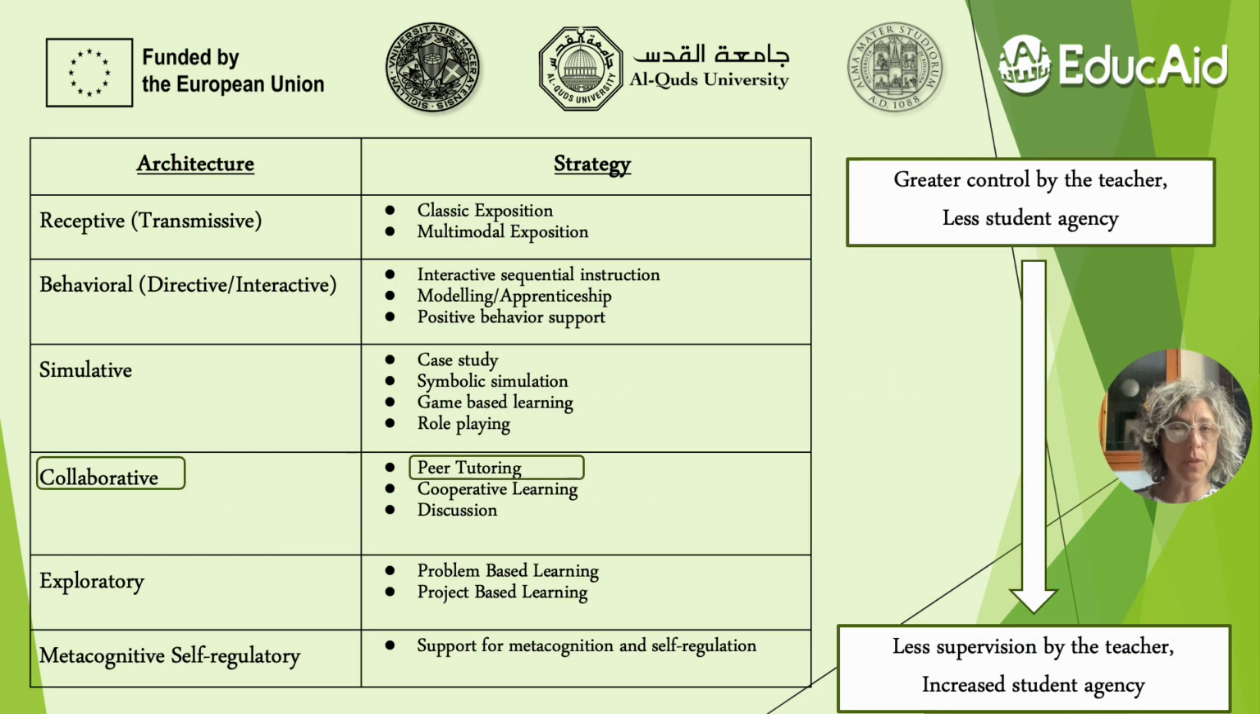In Module 2, Teaching Strategies, you were introduced to this scheme. We now are in the architecture we call the collaborative and in the strategy peer tutoring. So as you remember, we are in a kind of strategy where there is less supervision by the teacher and an increased student agency.